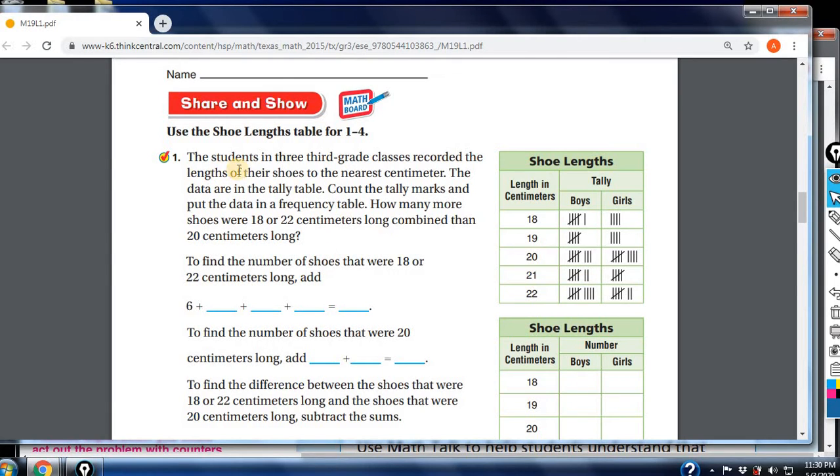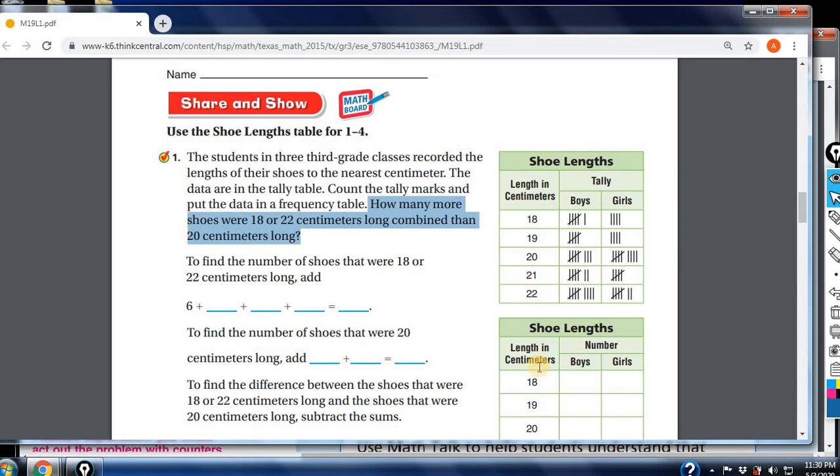So we're looking at the students in third grade classes. In 3 third grade classes, students recorded the lengths of their shoes to the nearest centimeter. The data are in the tally table. Okay, here's the tally table. Count the tally marks and put the data in a frequency table. And then you're going to answer how many more shoes were 8 or 12 centimeters long combined than 20 centimeters long. Okay, so let's get this information here and fill this out.